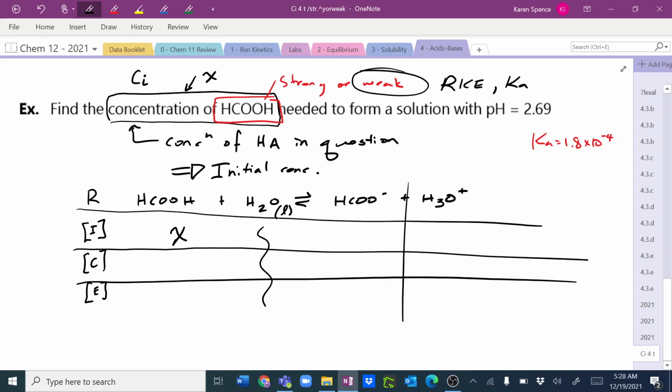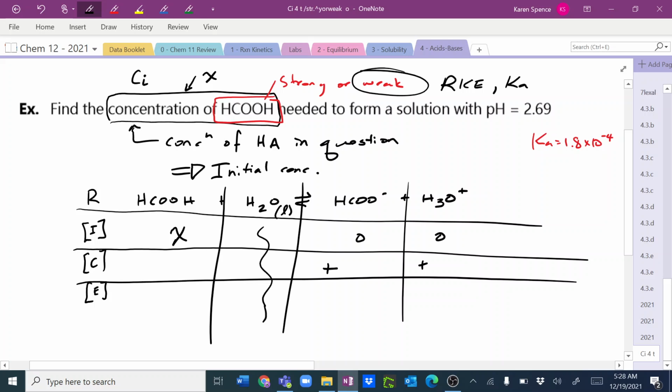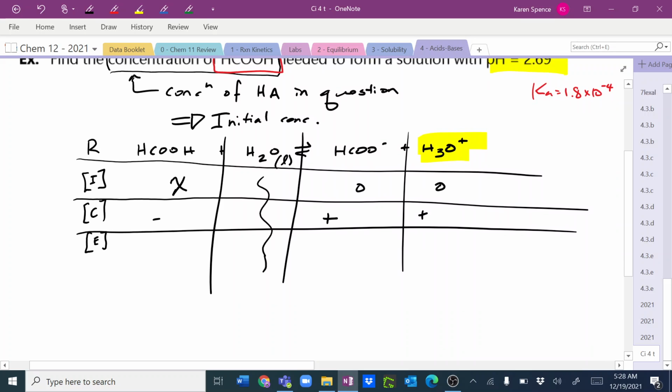The initial concentrations of the two ions are, of course, 0. We always assume nothing is dissociated when we start. And these, therefore, have to go up, and this has to go down. Now, I can't put X in here because I already have an X. That means I need to know one of the equilibrium concentrations. What else am I given in the question? I'm given pH is equal to 2.69. Well, pH tells me my hydronium concentration. So let's go and figure out what that is.